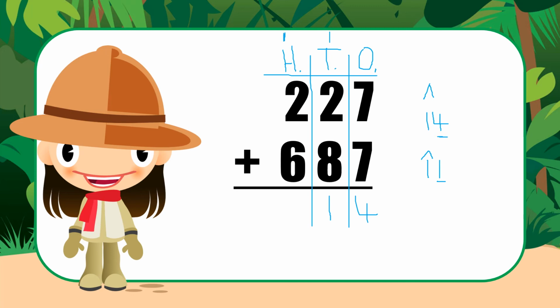Now we go from 1 and we add 2. 1 plus 2 equals 3, and 3 plus 6 equals 9. Because this is our last column, we're just going to put the 9 on the line. So the sum of 227 and 687 is 914. I hope that was easy for you. Let's do one more example.